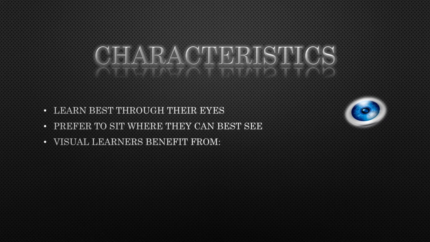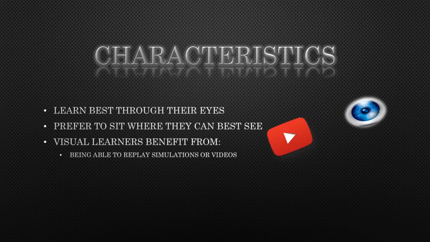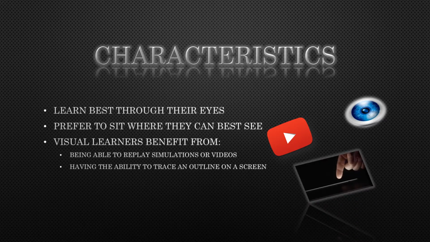They benefit from being able to replay presentations, simulations, or videos. They can continue to watch something until they comprehend the material. They can trace an outline on a screen. Color coding helps the visual learner relate a topic to, say, a color or a cue to a topic they have learned. And they have the ability to interact with a wide variety of media.